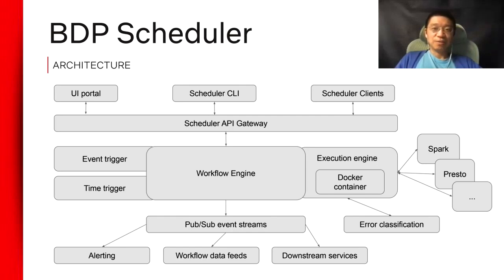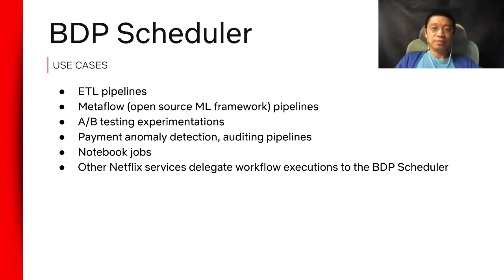Workflow Engine is the core, which manages workflow versioning, the metadata, and the states of the workflow executions. It supports scheduling with trigger components, such as time-based cron trigger and event trigger. It runs user business logic in Docker containers over the execution engine. The core itself is loosely coupled with downstream services by sending state changes to an event stream.